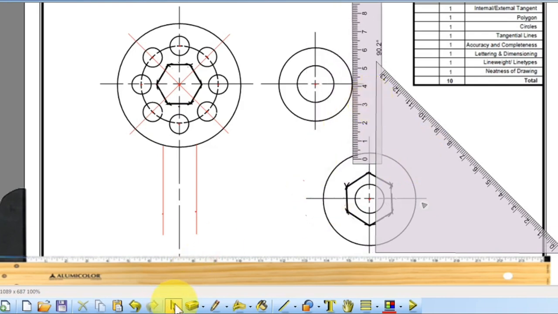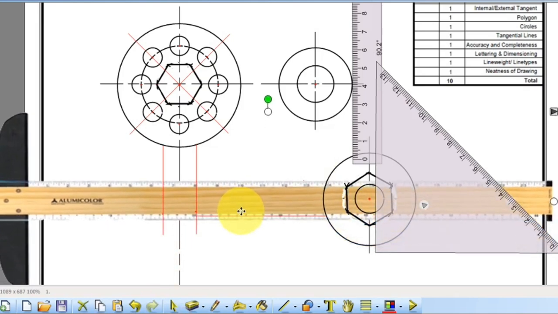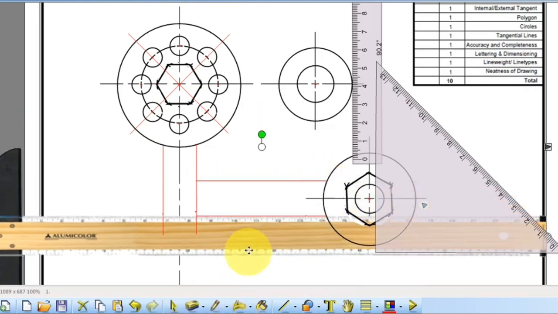And then we're going to bring the T square, like that. So we're going to draw this line here. This is a construction line. So from here we'll start. And then we will have another one here.